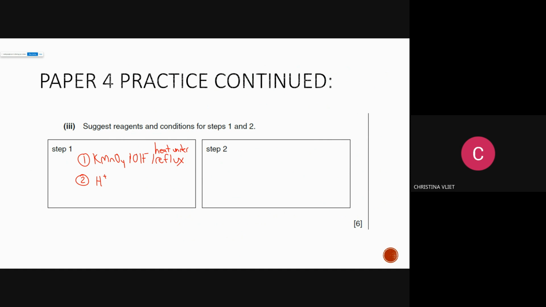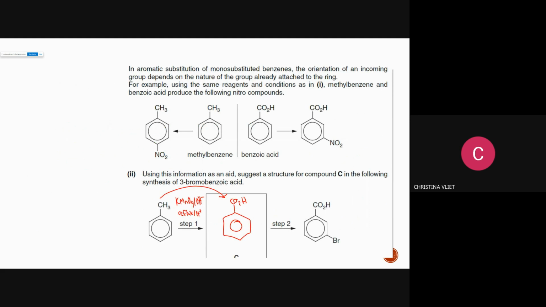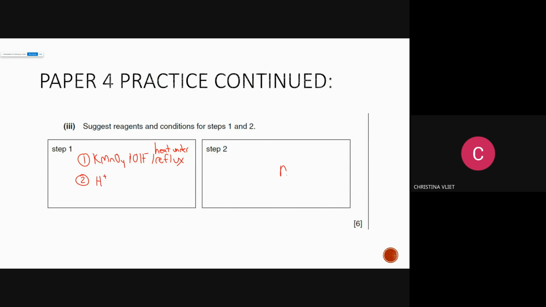All right, step 2. That's this one, to go from here to here. What are my reagents and conditions? How do I get that bromine there? AlBr3 is the catalyst, and what adds the bromine? If it's just bromine, it's Br2.